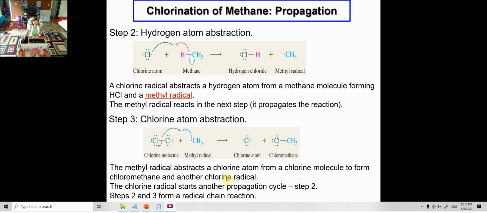Chlorine radical again starts another propagation cycle. So your step 2, step 3 is going to be repeating. You repeat your step 2, step 3. And also we have something called the termination.